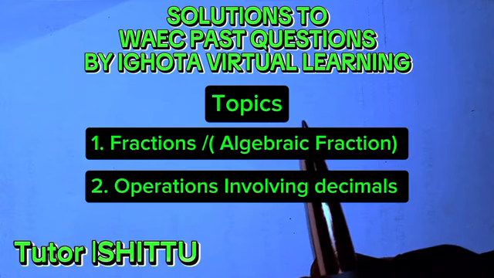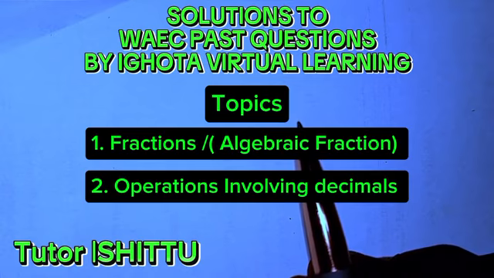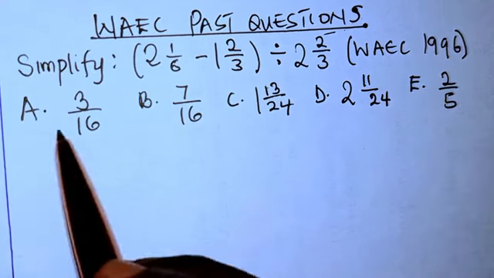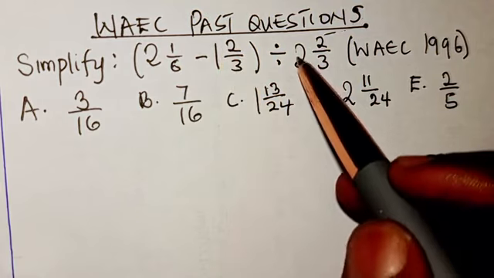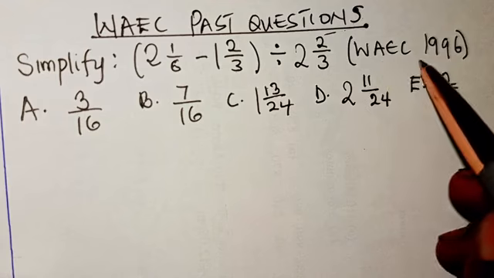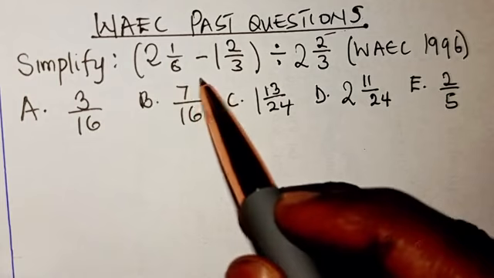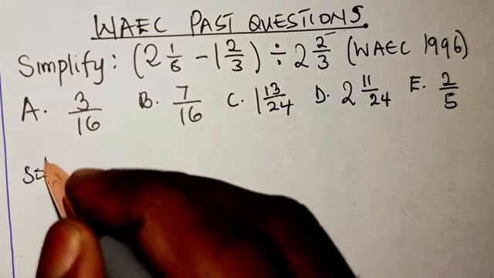In this video, we are going to be solving problems from past WAEC questions on the topic fractions and operations involving decimals. Question number 1. Simplify 2 over 6 minus 1 over 2 over 3 divided by 2 over 2 over 3. This is WAEC 1996. So we have these options here. We have to simplify this. This is coming from fractions.